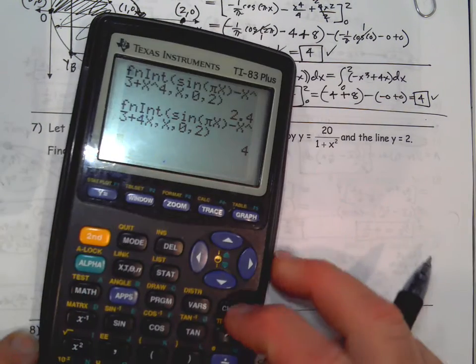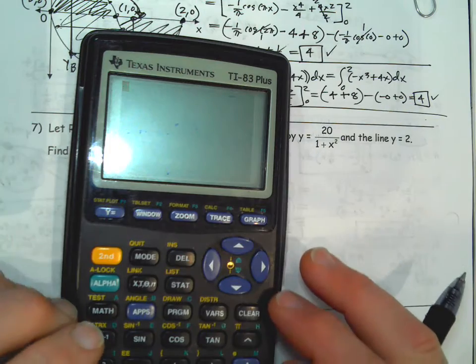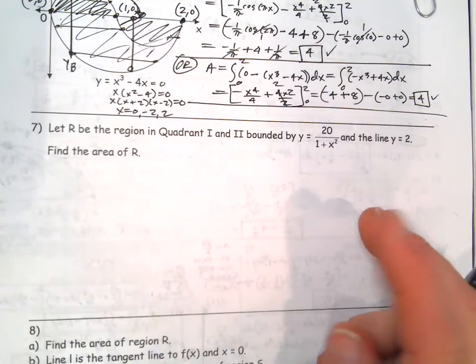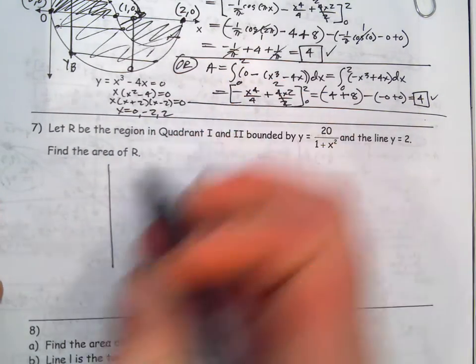Okay, let R be the region in quadrant 1 and 2, bounded by that function and the line y equals 2. Find the area. Now, one thing you could use your calculator for on these is to get a better idea of the sketch. So even with the calculator, you gotta have a visual of what's going on. I mean, I could probably roughly sketch this. This is quadrant 1 and quadrant 2.